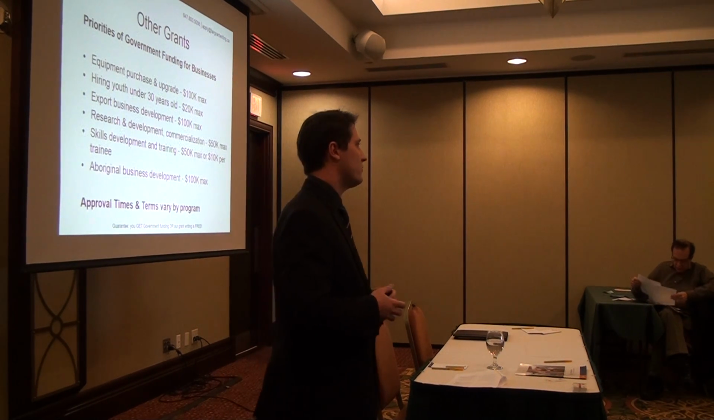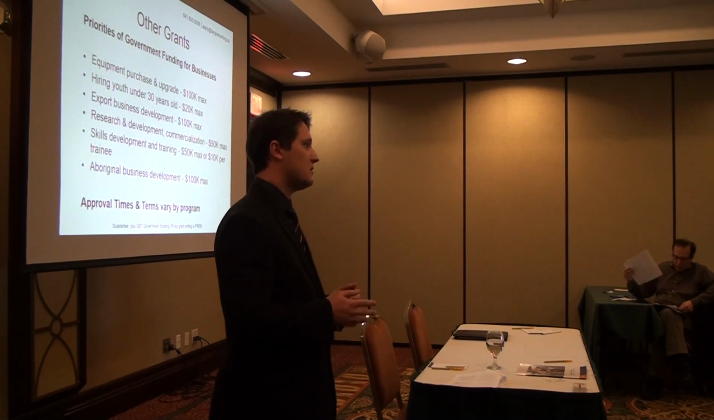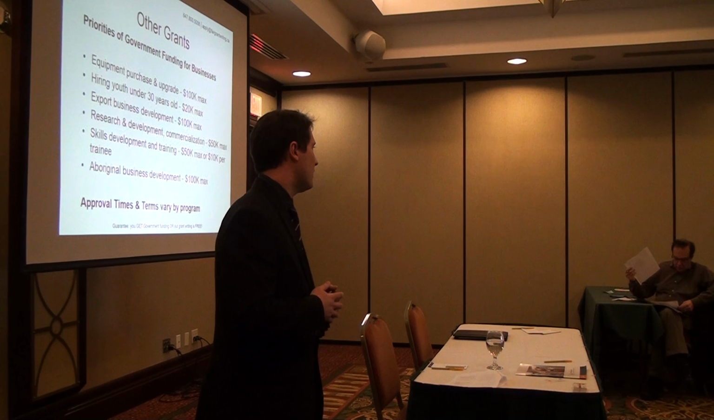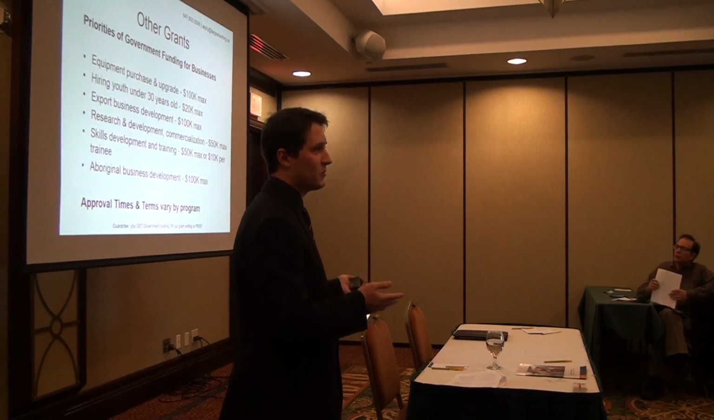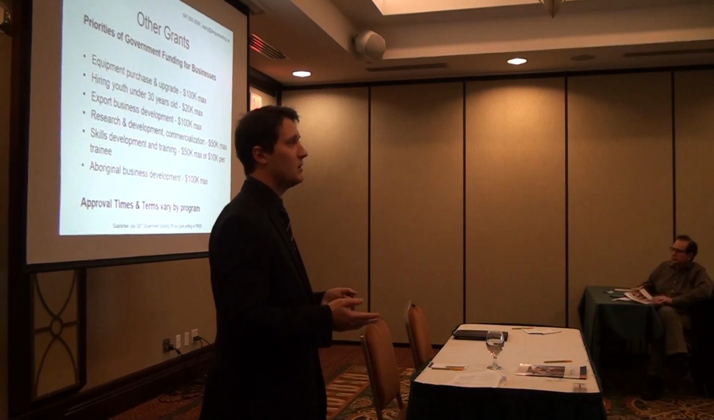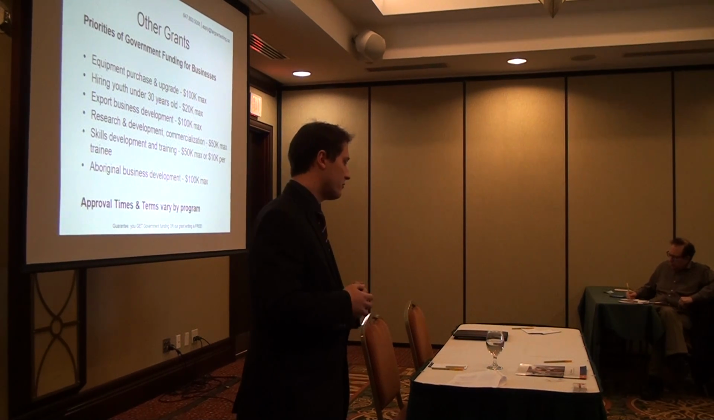This slide is quick information on what else is available. There are government grants for different purposes, the ones that you see here on the screen. For example, for purchasing equipment, there's a $100,000 grant. It's actually the SMART program, the same one that is for software. It can be used for both software and equipment, not just for information.